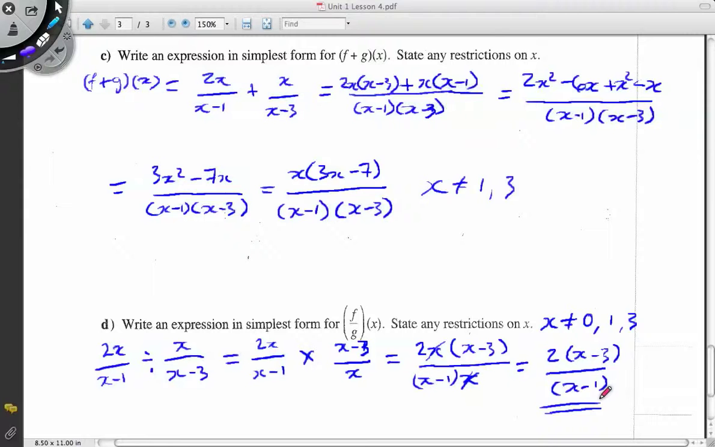Okay, so assignment questions. You want to finish all of the questions up to 11, and we'll see you in class tomorrow.